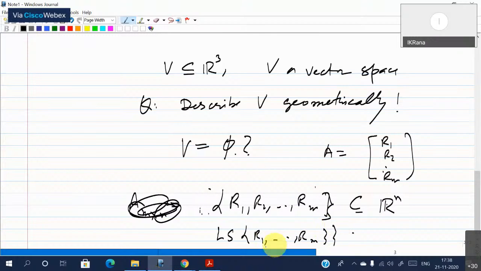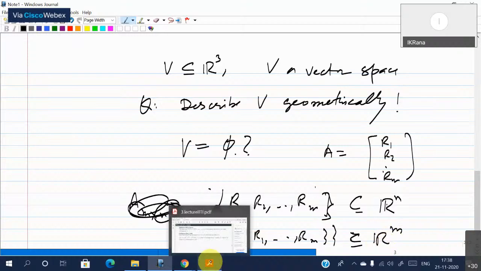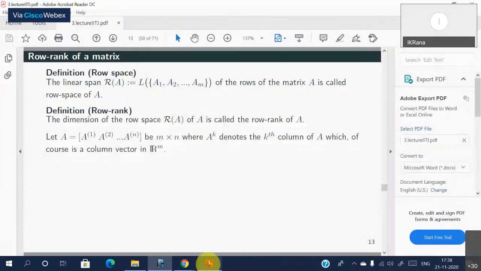So look at the span of the row vectors of a matrix. That will be called VR. So span of the rows, and that is a subspace of Rm. So this is given a name. It is an important space. It is called the row space, and the dimension of the row space is called the row rank of the matrix. So for every matrix, look at the rows, look at the span.